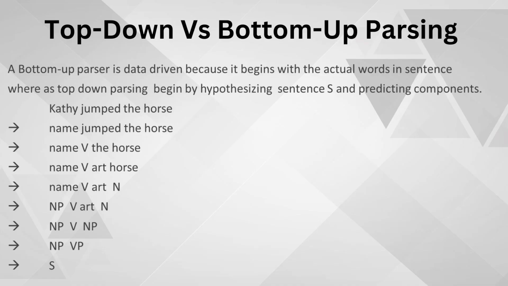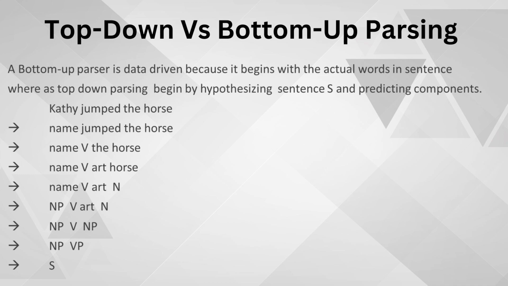Kathy jumped the horse. We start from these terminals and we accumulate these words to generate the rules, and then we end with the starting symbol. This type of parsing is from bottom to up.